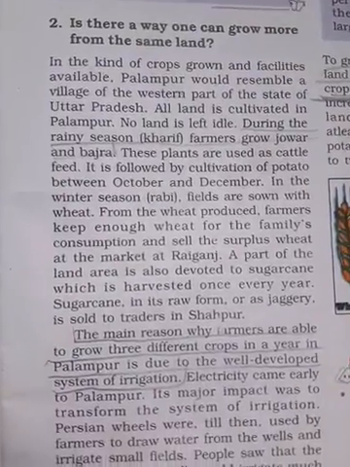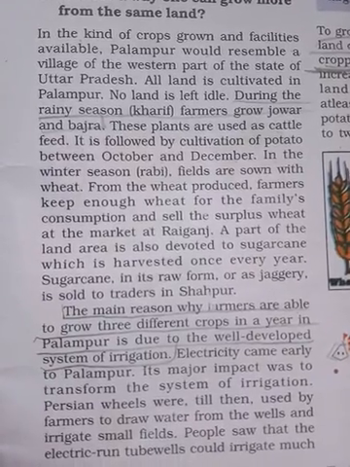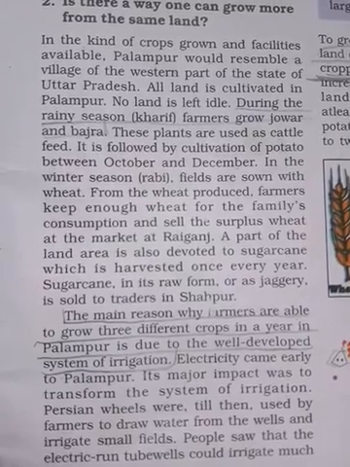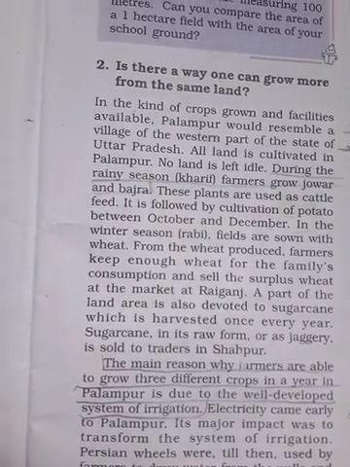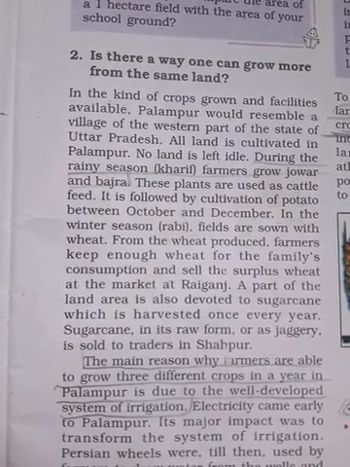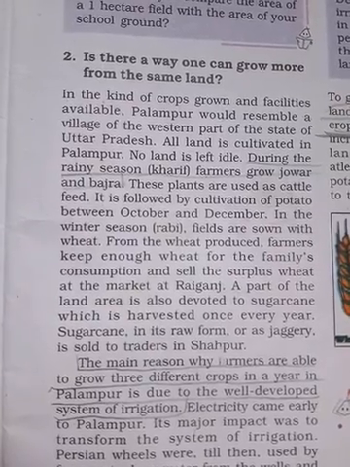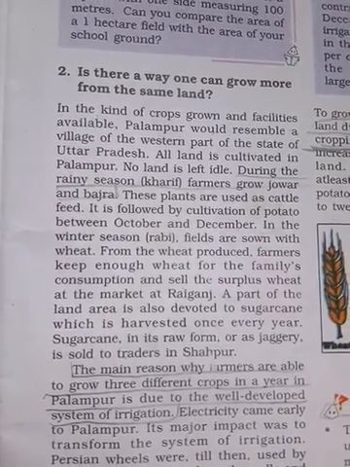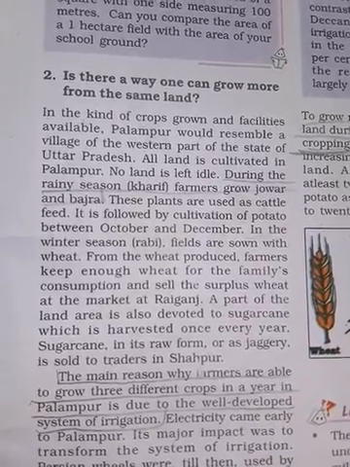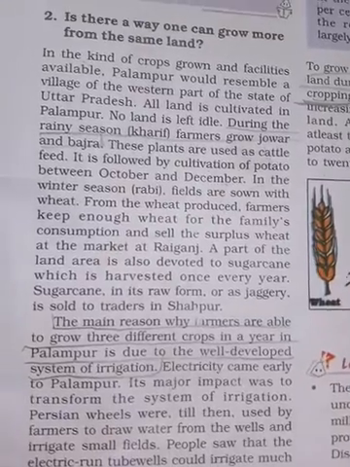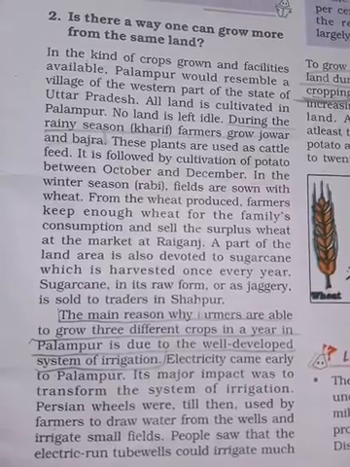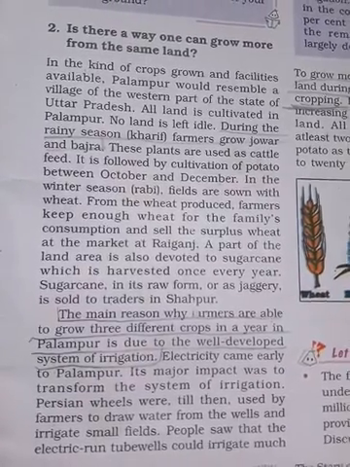So the main reason why the farmers are able to grow three different crops in a year in Palampur is due to well developed irrigation. Why? In this Palampur, they used to grow kharif crop, and in between they used to grow potato, and after that they are growing wheat. That means they grow three different crops in a year. And why are they doing that? Because they have well developed irrigation facilities. If there is no irrigation facility, they are not able to do that.